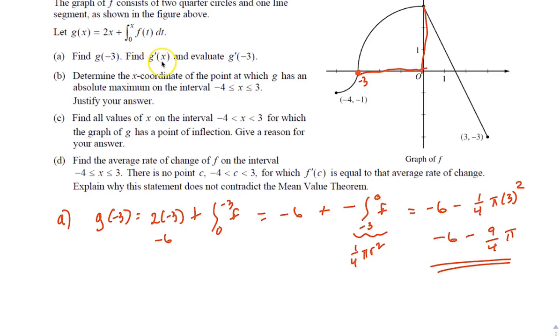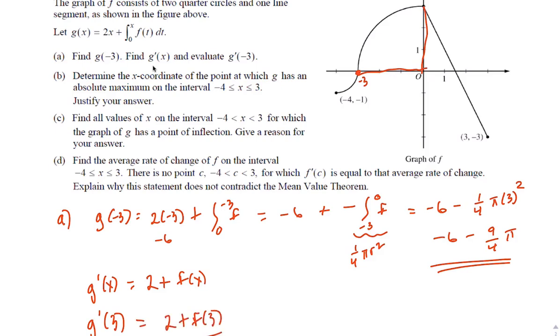Now I've got to find g prime. Well, we already did that actually. Right, g prime was just, take the derivative of 2x, which is 2, plus the derivative of this one, which just cancels out. You sub the x in, so f of x. So there's g prime of x, and now they want me to find g prime of 3. So this is plug 3 in there.